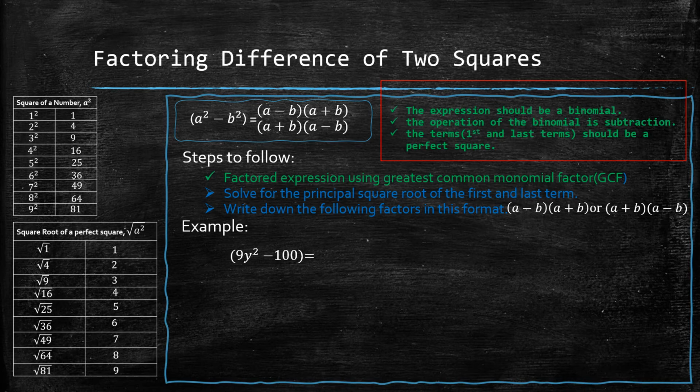Solve for the principal square root of the first and last term. I-square root nato each. Square root of 9y squared is equal to 3y because square root of 9 is 3, square root of y squared is y. Square root of 100 is 10. So, solve na ang second step.